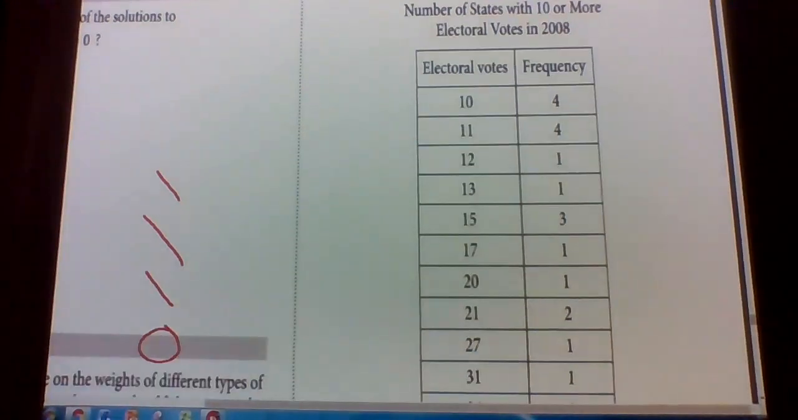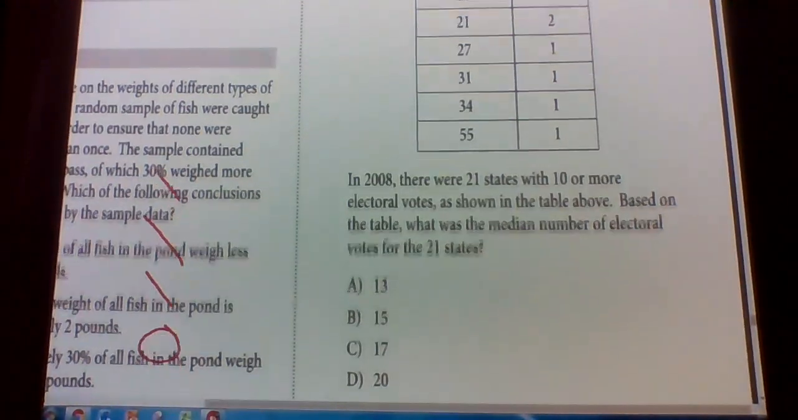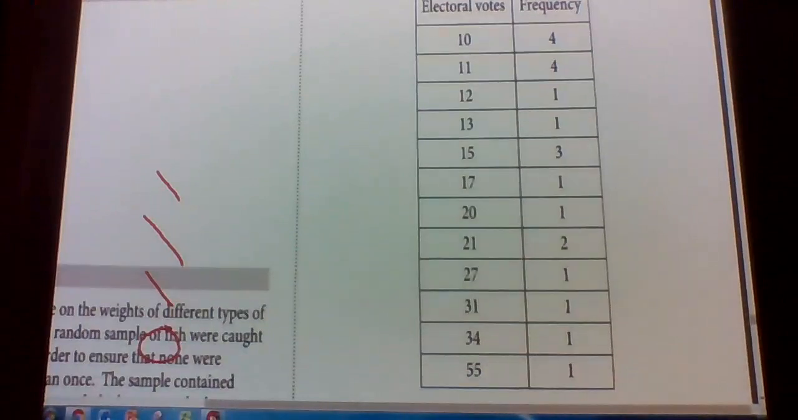Okay, we have electoral votes and frequency. 21 states with 10 or more electoral votes shown on the table below. Based on the table, what is the median number? Okay, so we gotta find the median number.